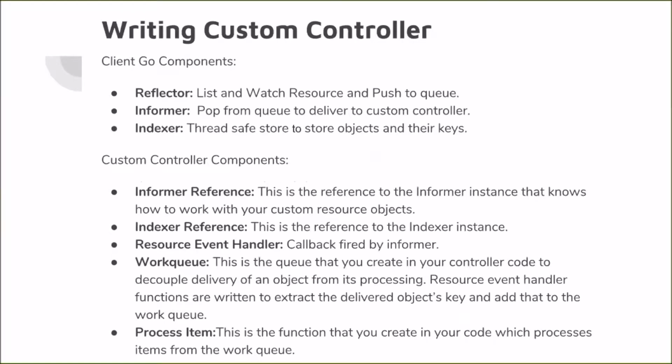To write a custom controller, we should know a few components that are involved. The client Go components are reflector, informer, and indexer. These are the three crucial client Go components used in writing a custom controller. Reflector will talk to the API server, watch for the resources that you have registered, list and watch for the resources, and push them to a delta FIFO queue. The informer's job is to pop from the queue so as to deliver to your custom controller.